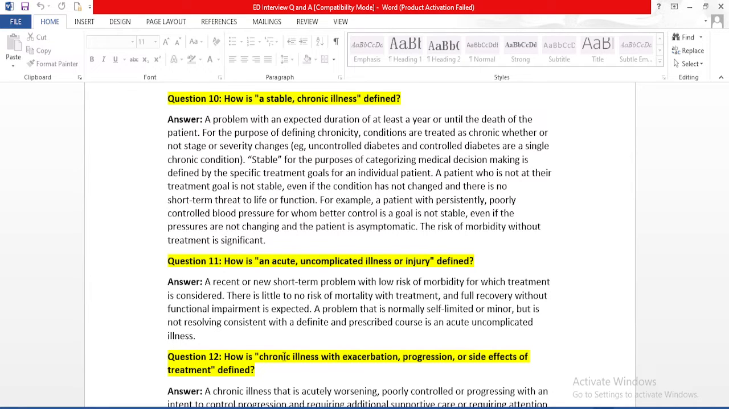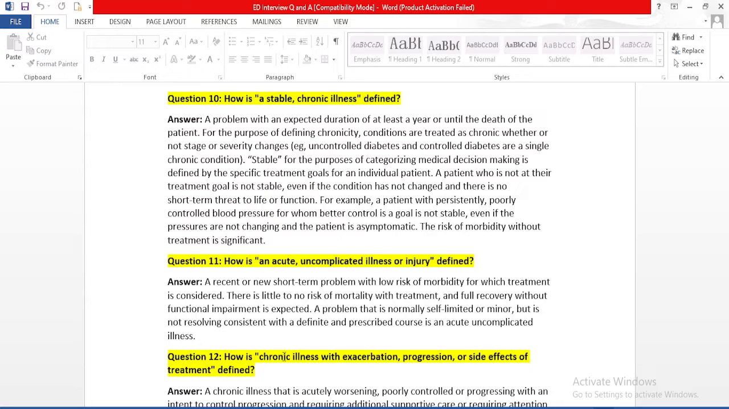For the purpose of defining chronicity, conditions are treated as chronic whether or not stage or severity changes. Stable, for the purpose of categorizing medical decision making, is defined by the specific treatment goals for an individual patient. So the word stable is based on the individual patient. Some patients may have a chronic condition that is not stable, but a few patients might have stable chronic conditions. Stable means it is not affecting the patient's health currently.